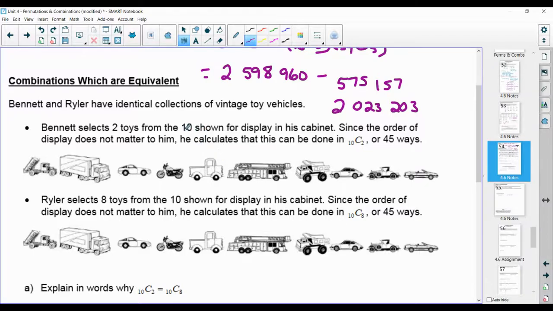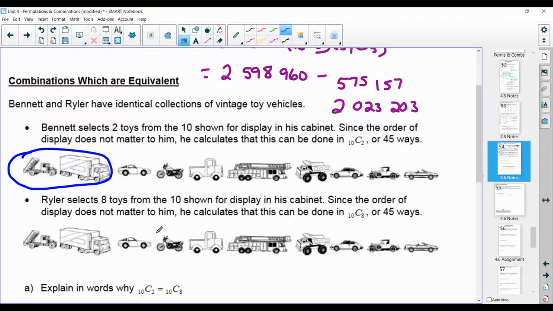So Bennett and Ryler have identical collections of vintage toy cars, and Bennett decides to select 2 toys from the 10 shown for the display. And so he goes onto the shelf and he wants to just pick any 2. So maybe these are the 2 that he's decided to pick. And so 10 choose 2 would tell him that there are 45 ways to pick those 2 trucks.